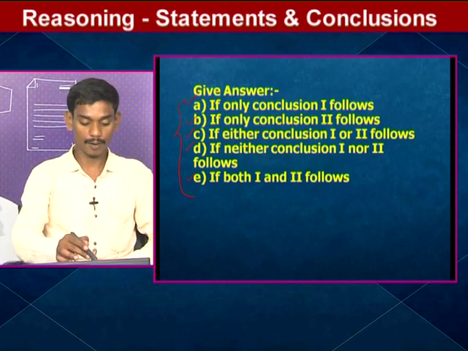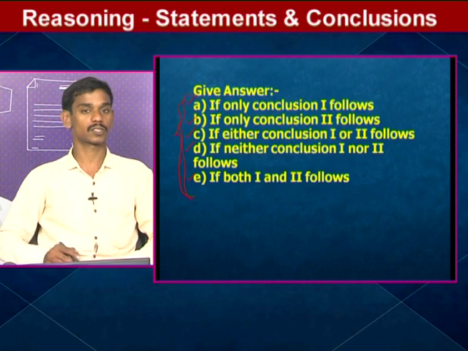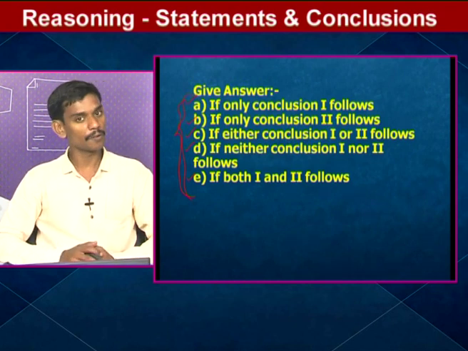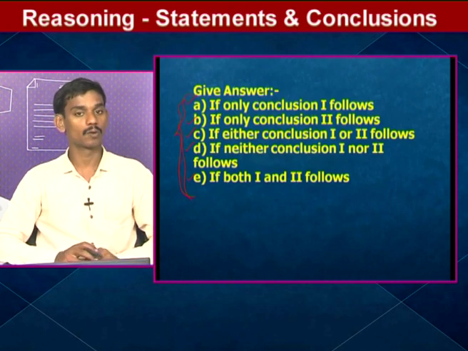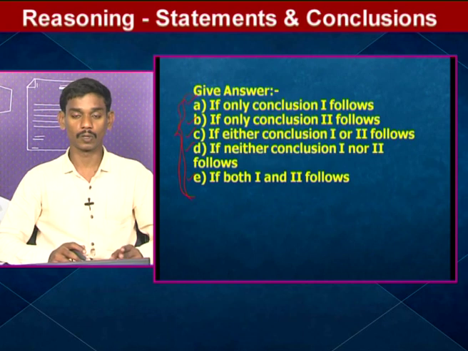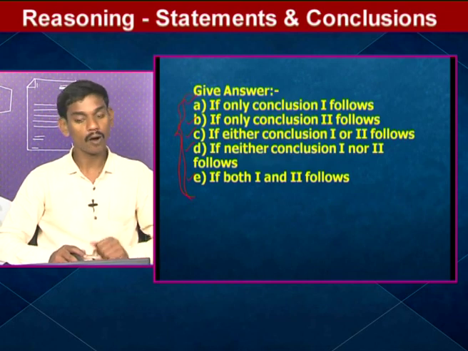Once again, see the options. We have 5 options for every question, and these are common options for upcoming questions. Only 1 is affected, give A, and only 2 is affected, give B. Either 1 or 2 means give C. Neither 1 nor 2 means give D. Both 1 and 2 means give E.